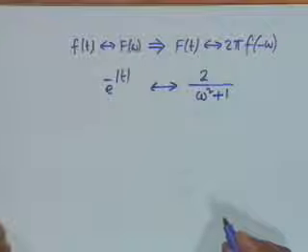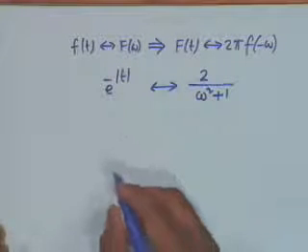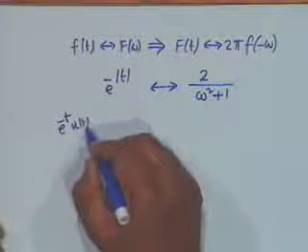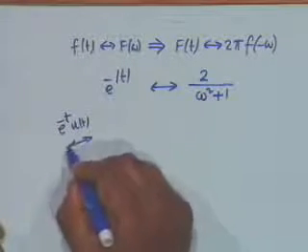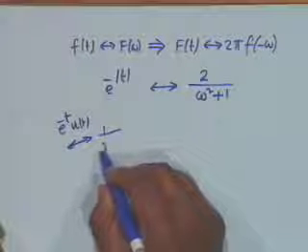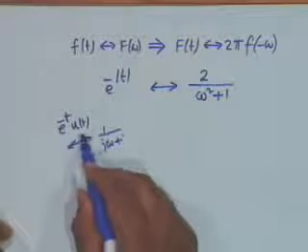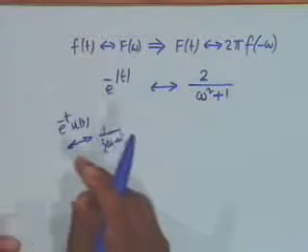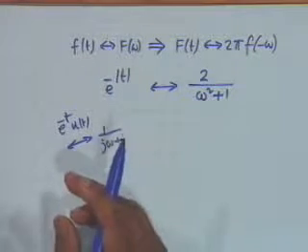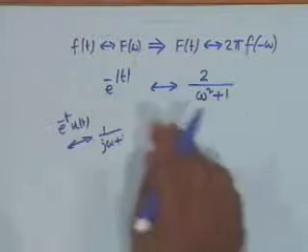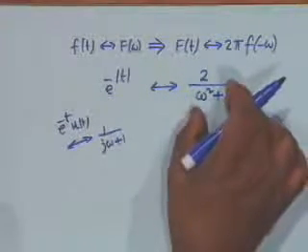We did this sometime earlier. E to the minus t u(t) was the pair of 1 by j omega plus 1, and e to the t u of minus t, which is on the left hand side, was simply 1 by 1 minus j omega, and therefore the sum of the two gives you 2 by omega square plus 1.